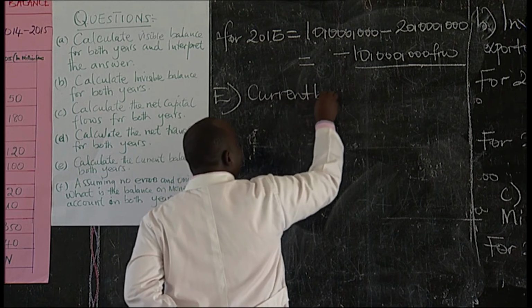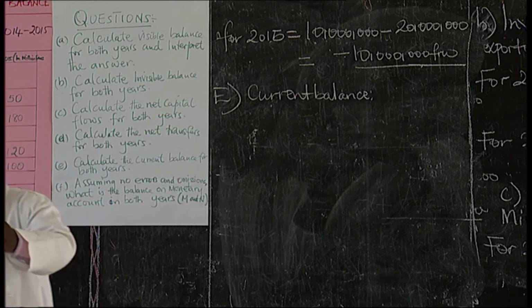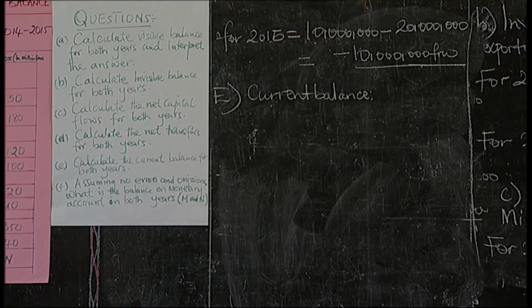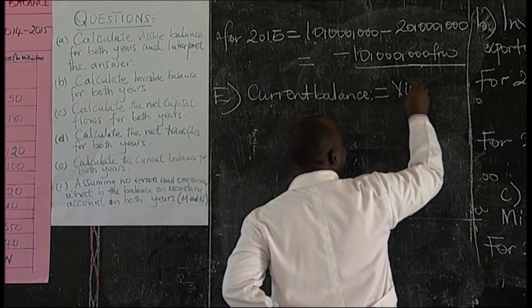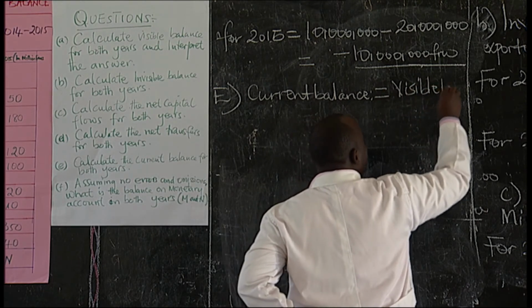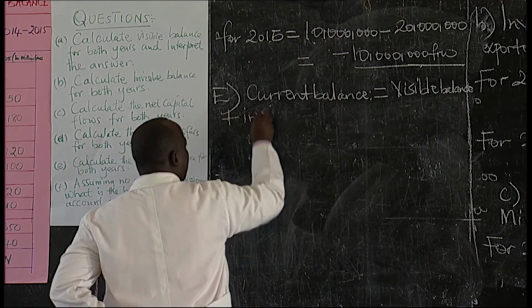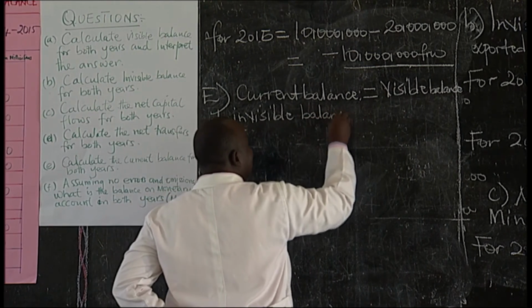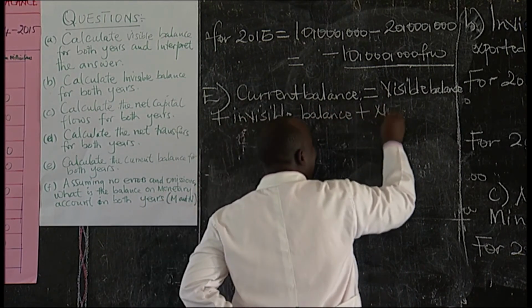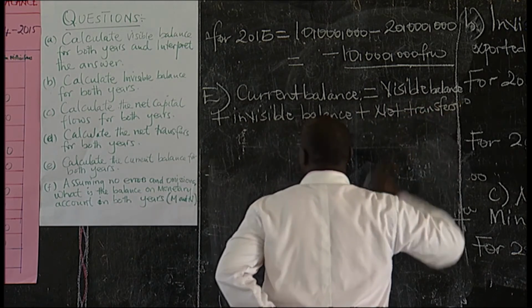To get the current balance, you remember, learners, what we covered when we were dealing with components of the balance of payment account. To get the current balance, we said that we get the visible balance, plus the invisible balance, plus the net transfers.